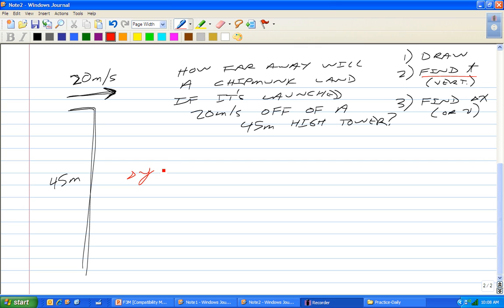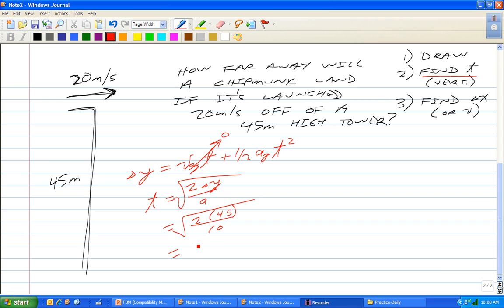So I know that vertically the distance is the initial vertical velocity times time plus 1/2 the vertical acceleration times time squared. The initial vertical velocity was 0 because all of this velocity is horizontal. There's not any part of it that's vertical. And so now I can solve for t. Again, just algebra. And I get the square root of 2 times 45 divided by 10.